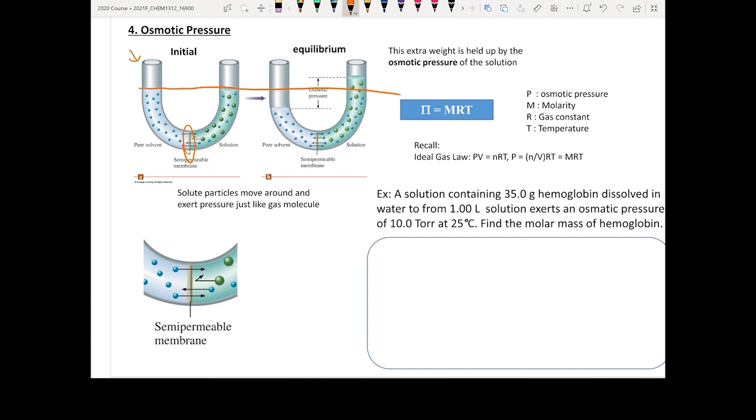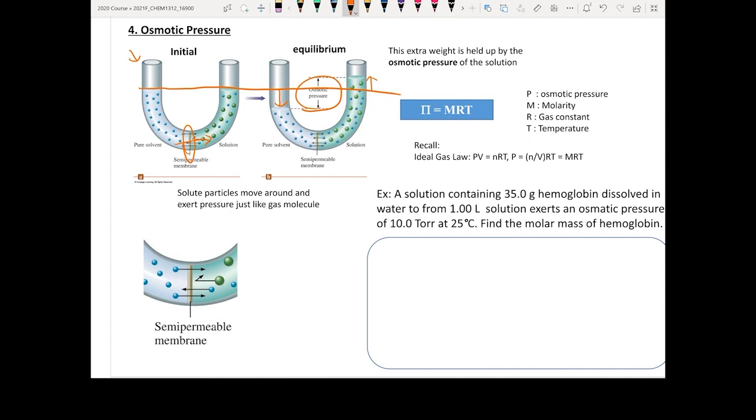But as time goes by, what's going to happen is that the water molecules are going to go to the side that has more solute, because nature is always trying to make things balanced. If you have too high a concentration, the water is going to go there to dilute that concentration. So in the end, you'll see this goes down, that goes up. So the water level will change, and the height difference between the two is the so-called osmotic pressure.